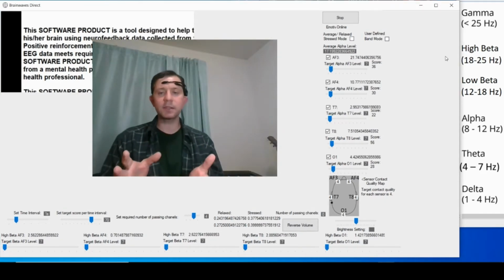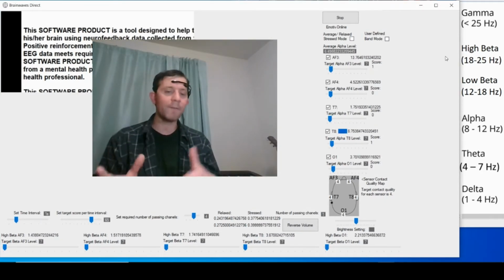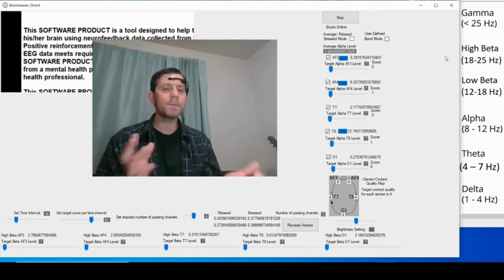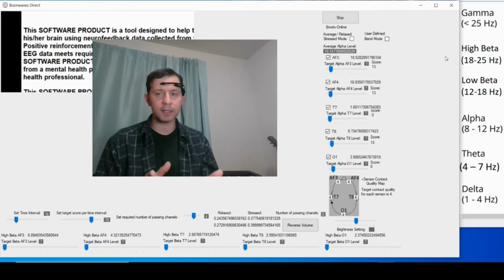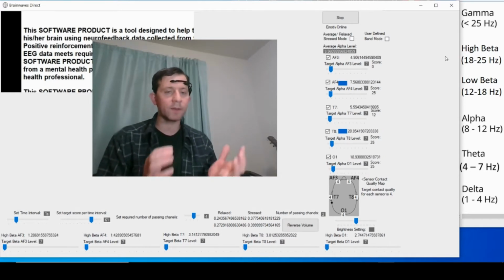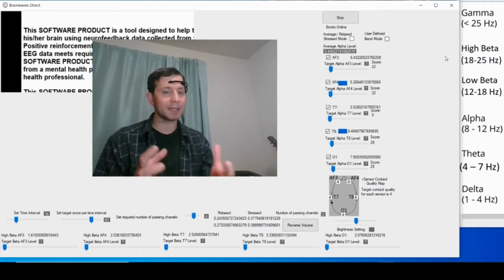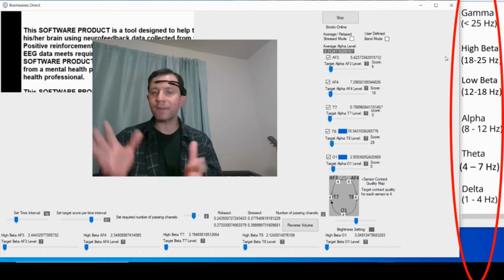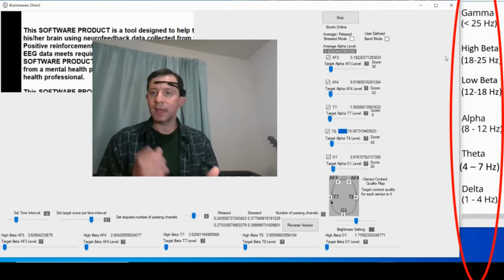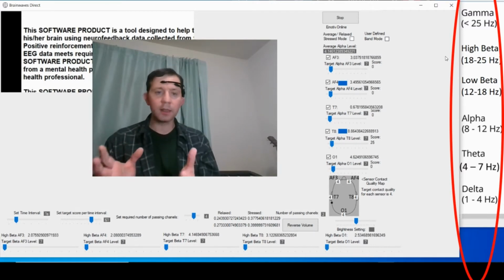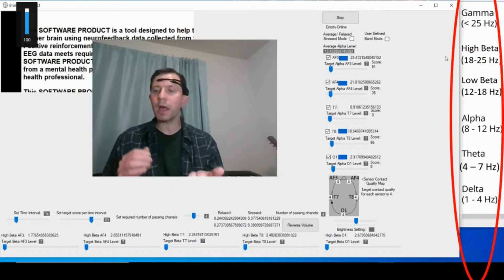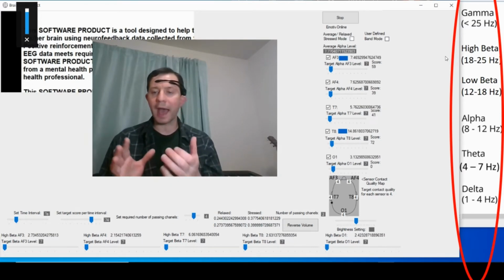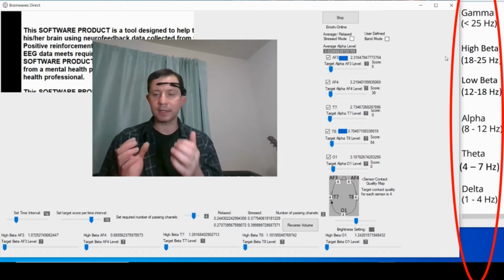So the readings that you see here on the screen, we have alpha and high beta, and you might be thinking, I don't know what any of this is. Well, don't worry, I'll explain it to you right now. Brain waves have frequencies, and according to the frequency, we put them into categories. So I have these categories of brain waves here to the right, listed along with their respective frequency ranges. We have gamma, high beta, low beta, alpha, theta, and delta.